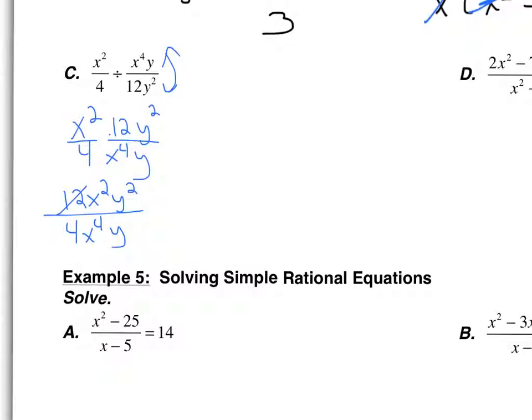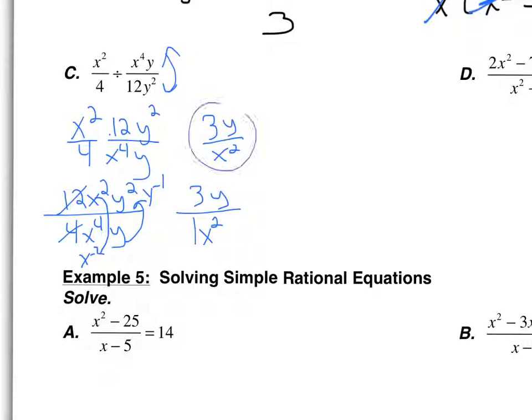So we divide 12 by 4 and I get 3. Divide 4 by 4, I get 1. And then x squared and x to the 4th, if I bring x squared up, I get x to the negative 2 on the bottom. So 4 and 2 make x squared on the bottom. And then I bring up y as y to the negative 1, and 2 minus 1 is y. So my answer is 3y over x squared.